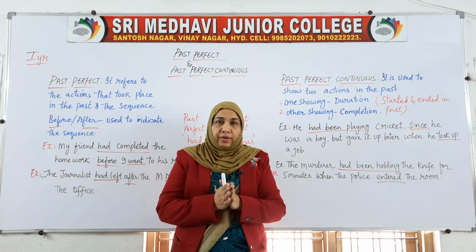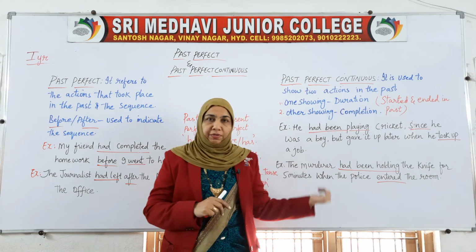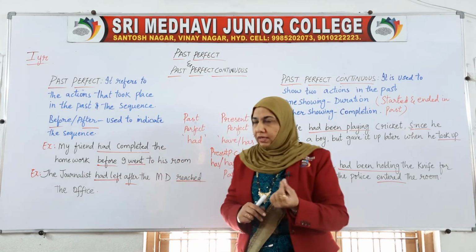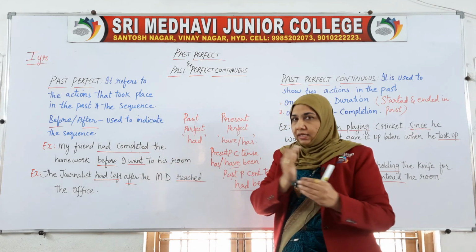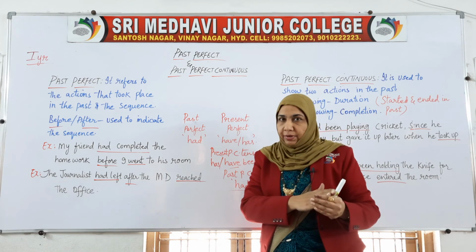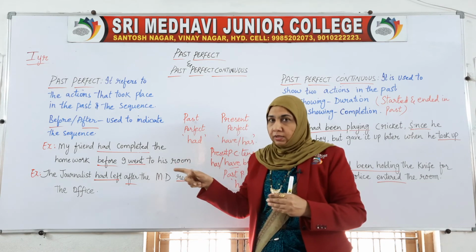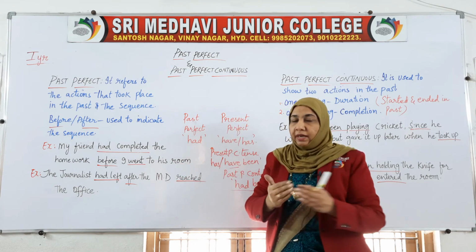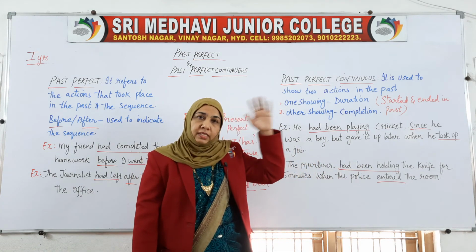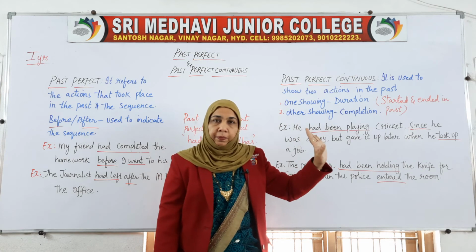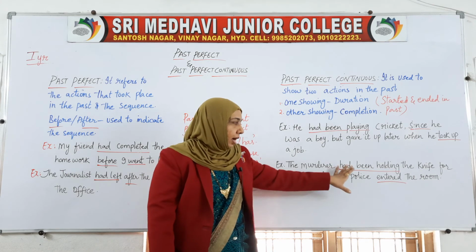So in the past perfect and past perfect continuous, the simple difference is that this one shows the action as well as the sequence of events, when it had happened. It shows the action being completed, both are past tenses. Here it shows the action started and ended both in the past, but it shows the duration and completion, like had been holding.